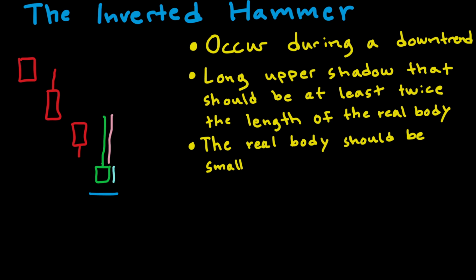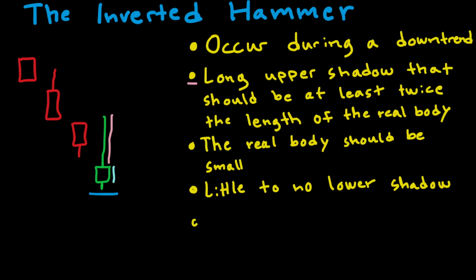We can also say the real body should be small. So we can kind of derive that from the previous point, but the real body should be at most half the size of the upper shadow. But that is basically said in the previous point, but I can just make it extra clear. The real body should be small compared to the upper shadow. Also, it should have little to no lower shadow. So if we have a tiny shadow here below the real body, it's okay, but that shadow should be as small as possible, and no shadow is the best.